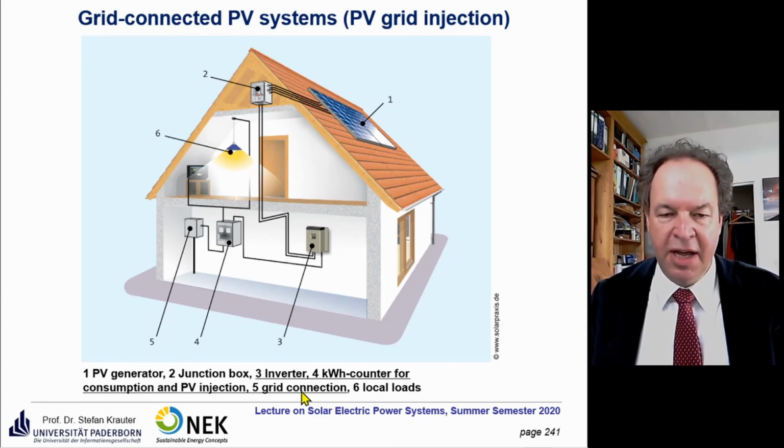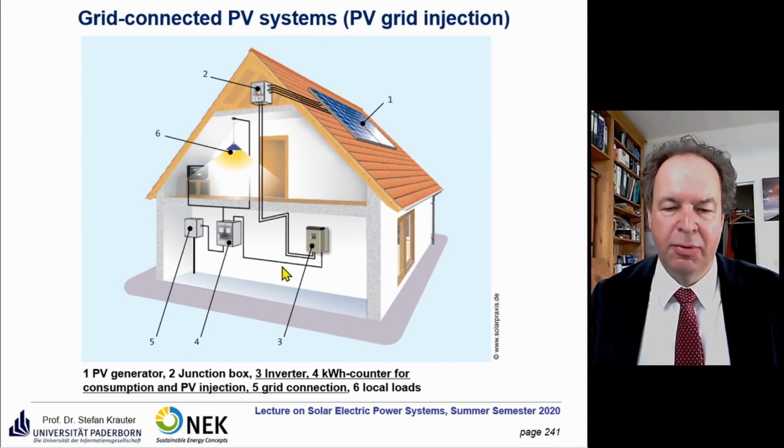Then you have the grid connection and local loads, which gets more important. If you are able to generate your own electricity for 10 cents per kilowatt hour, you should rather consume it on your own than buy it from the utility for about 30 cents per kilowatt hour.